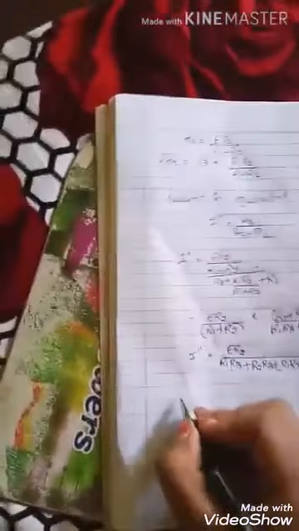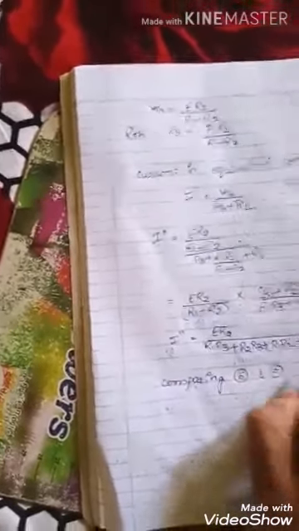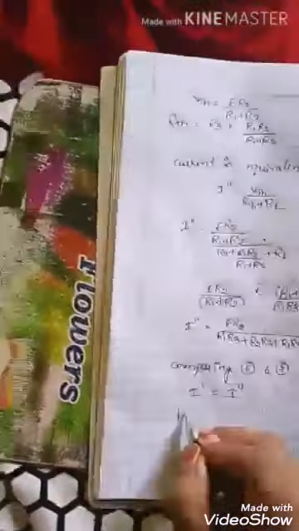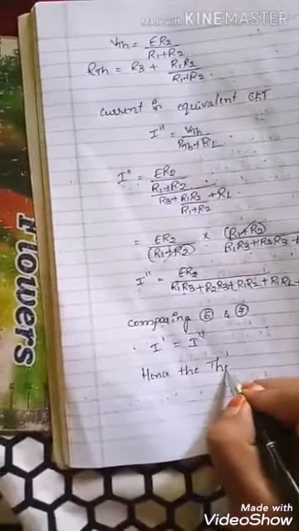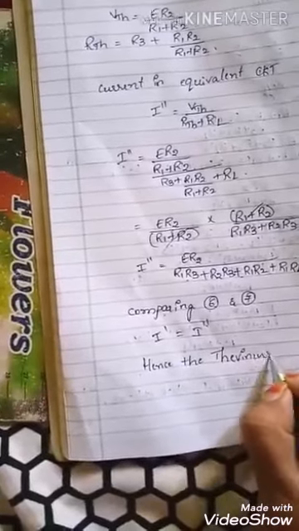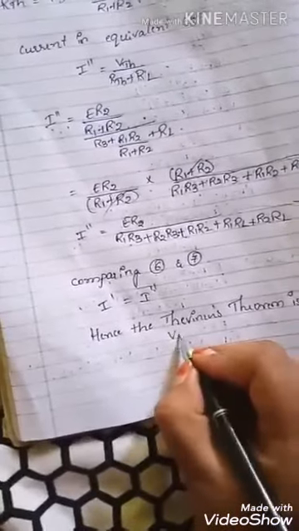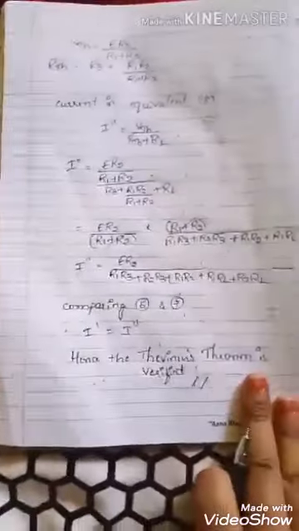Now while comparing equations 6 and 7, we get I dash is equal to I double dash. See, if you compare this and this equation, both equations are the same. So I dash equal to I double dash. Hence, Thevenin's theorem is verified. This is the proof of Thevenin's theorem. Thank you.